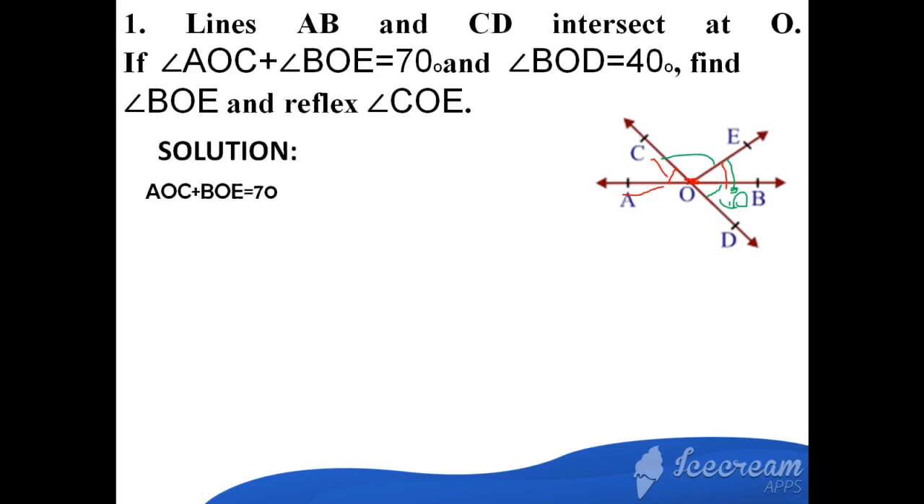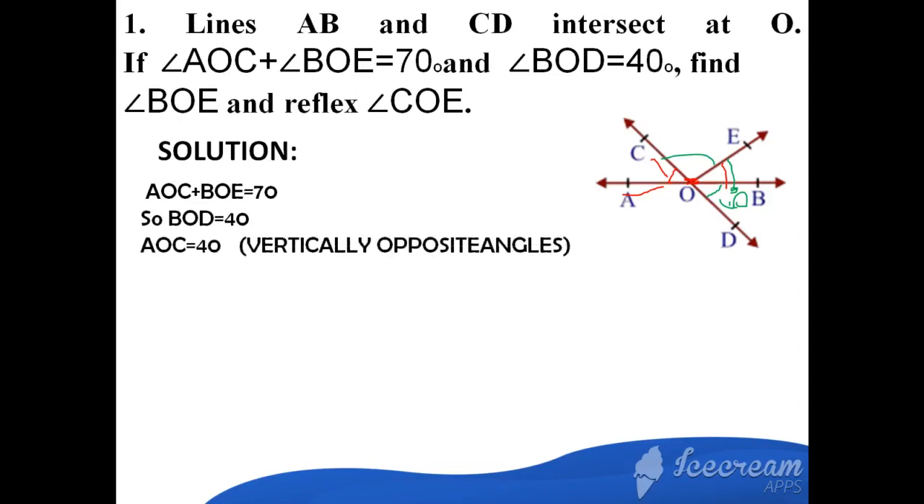First, AOC plus BOE equal to 40 degrees, it's given in the question, and BOD equal to 40 degrees, it's also given in the question. AOC equals 40 degrees. By the property of vertically opposite angles, because BOD equals 40 degrees and it is vertically opposite, AOC is equal to 40 degrees.